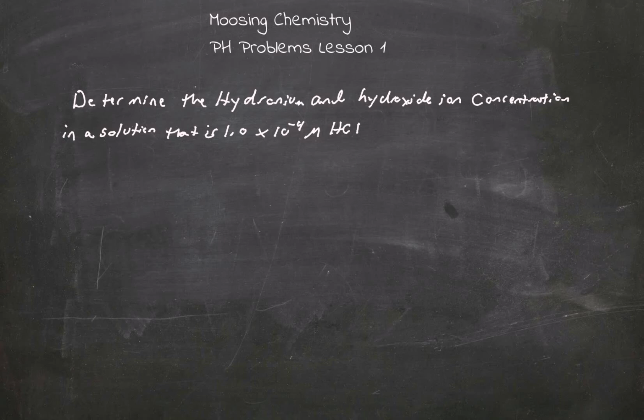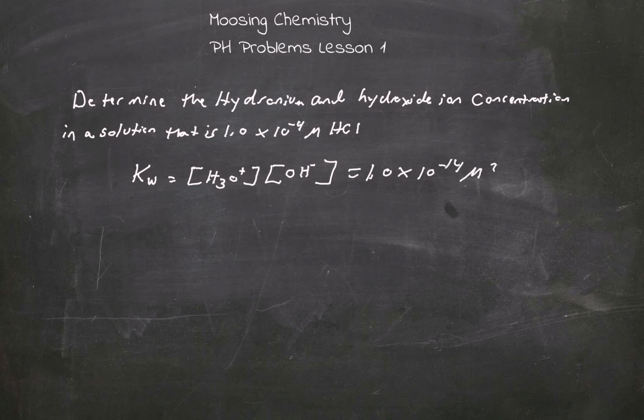Today is pH Problems Lesson 1. We're going to be discussing the hydronium hydroxide ion relationship. First, we need the Kw constant for water, which is Kw equals hydronium ion, which is H3O plus. Sometimes you see it as just H plus. And then you have OH negative equals 1.0 times 10 to the negative 14 molarity squared.